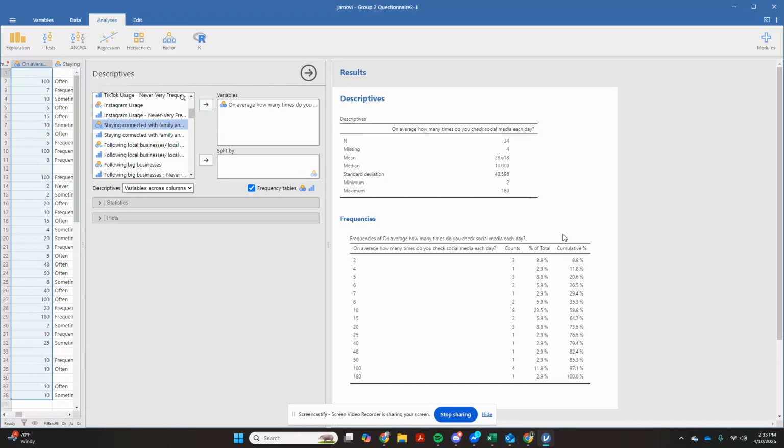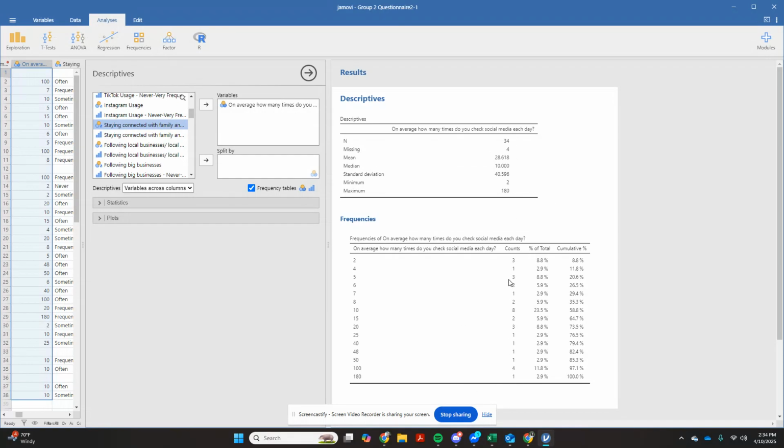If you do this, one thing that you'll find that's really interesting is your mean was 28.618, but your standard deviation was 40. Which is pretty huge. So basically, you had students who answered everything from 2 times a day to 180 times a day. So this is definitely something you could comment on. There is such a range in what students reported that it's hard to get any good usable data from this particular variable.